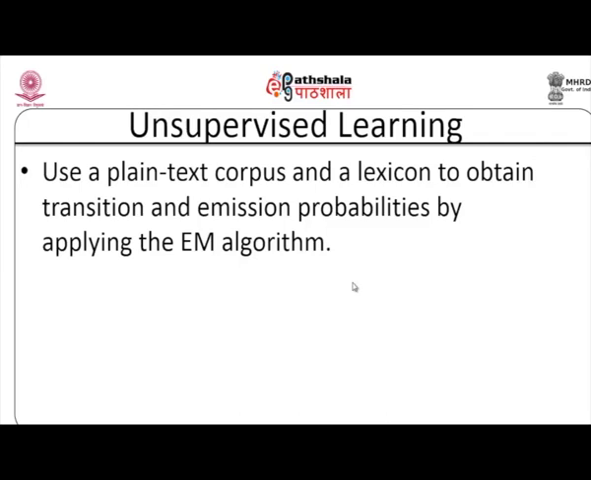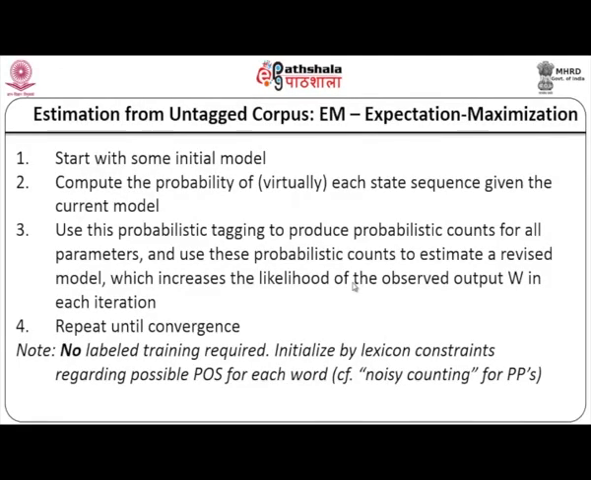So, with that information and the plain text corpus, without any already tagged corpus, you can find the transition and emission probabilities by applying the algorithm. You start with an initial model, then you compute the probability of each state sequence given this current model. Use this probabilistic tagging to produce probabilistic counts for all the parameters using Bayes theorem and so on, and use these probabilistic counts to estimate a revised model. So, change the parameters, which will increase the likelihood of the observed output W in each iteration. So, you repeat until convergence.